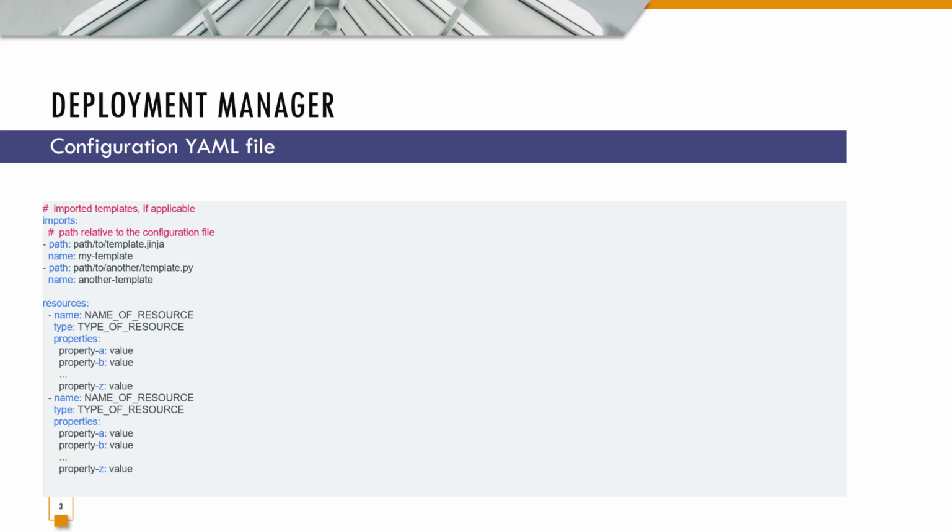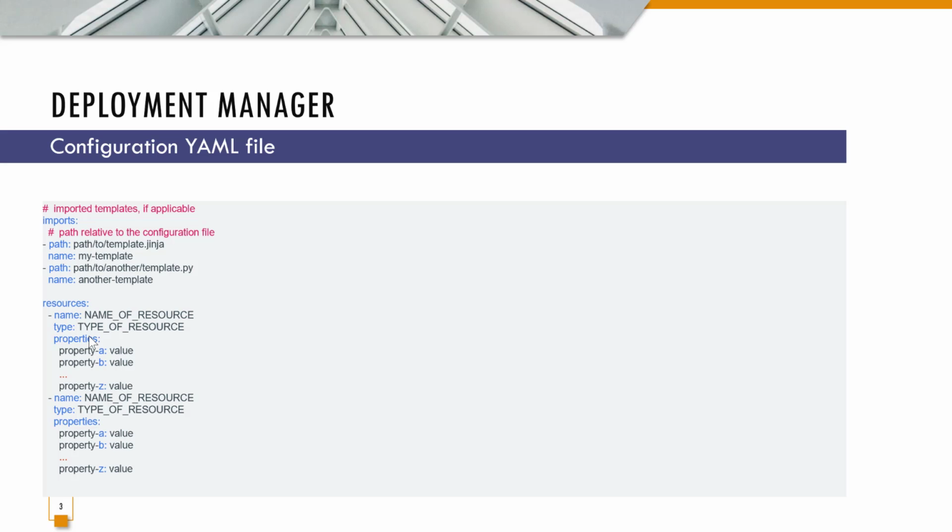And within the resource key, there are three parameters. The first is the name. This is basically to distinguish each resource. The second one is the type. The type can be of many kinds. It can either be a template or it can be a Google provided type. Those would be all the primitive resource types like an instance, etc.